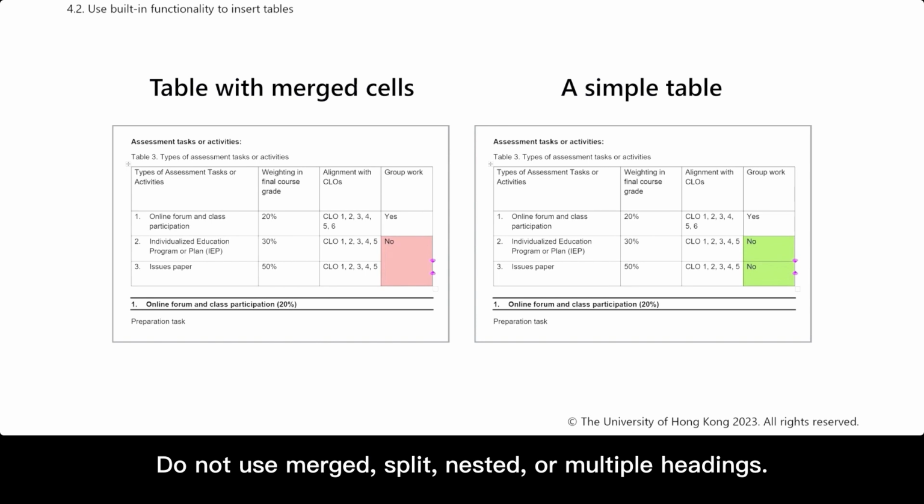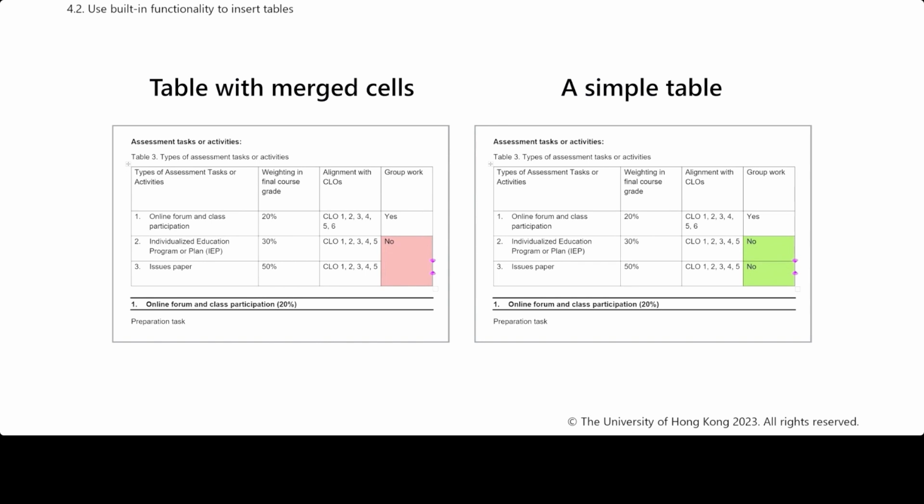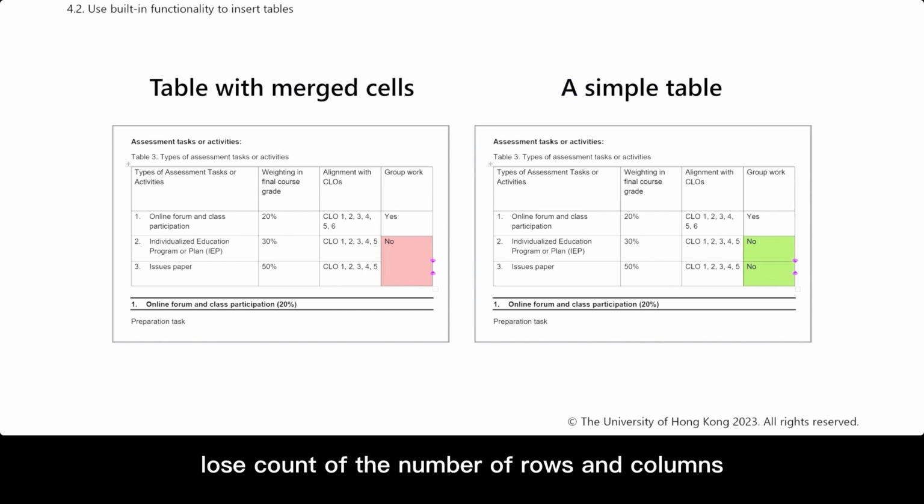Do not use merged, split, nested, or multiple headings. These designs make screen readers lose count of the number of rows and columns and cannot read out meaningful information from the table. It is suggested to use a simple table.